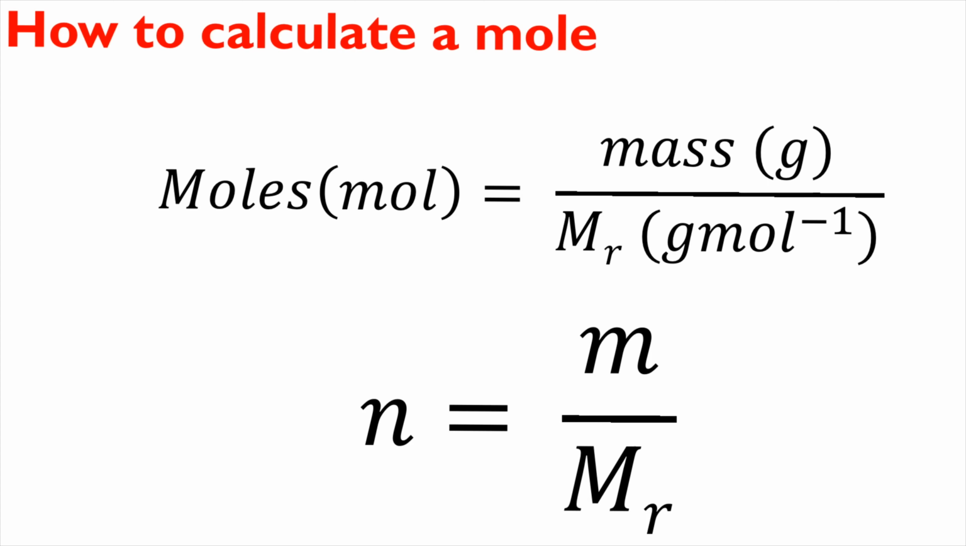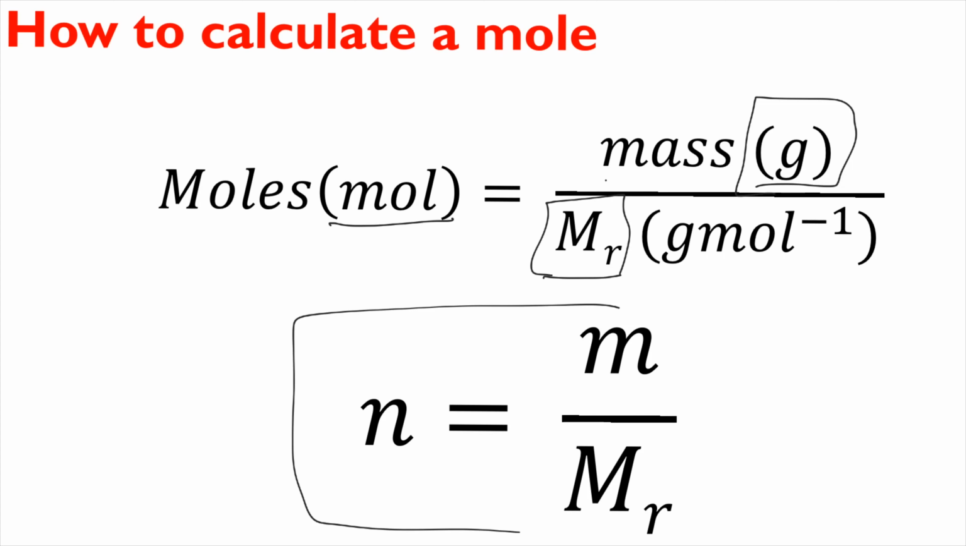So how can we calculate a mole? There are several ways. The most basic way is we can do the mass divided by the Mr. Now the unit for moles is just mole. The unit for mass is grams. It always has to be in grams, otherwise you're not calculating a mole. The relative formula mass, or the Mr, is in grams per mole, and the symbol equation for this is n equals m over Mr. Commit this to memory. You will use this an awful lot during chemistry.